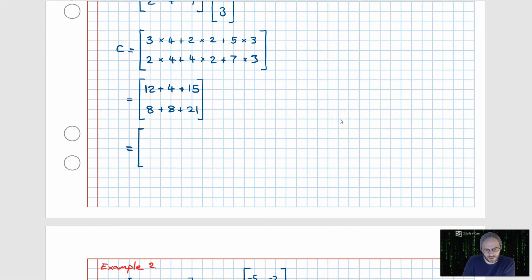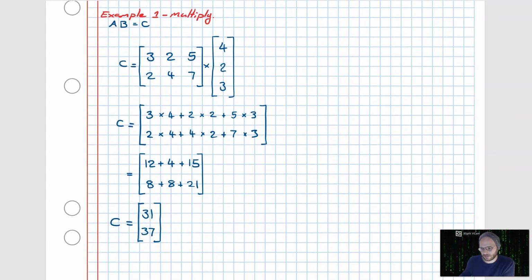Crunching these numbers, we're going to get 15 and 4, that's 19. So that will become 31 in total. And then the final one will be 8 and 21 is 29. So that will be 37, like so. This is C.